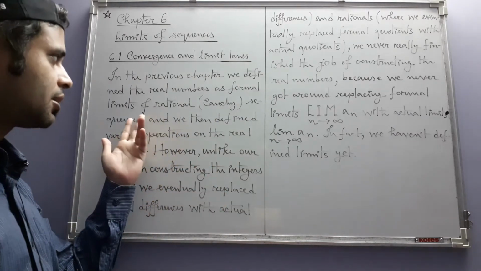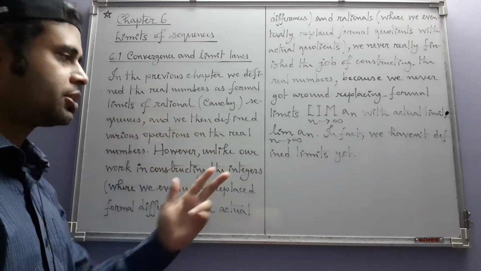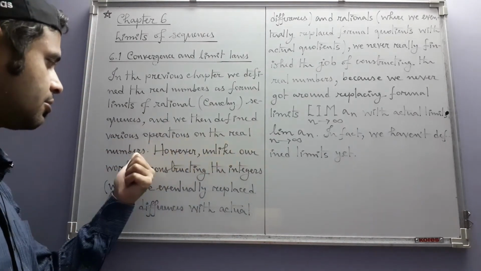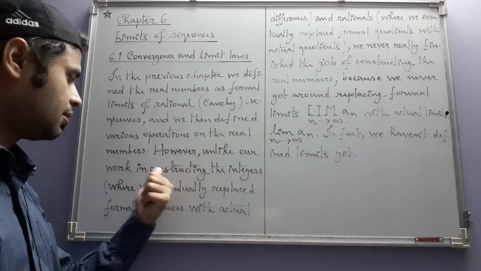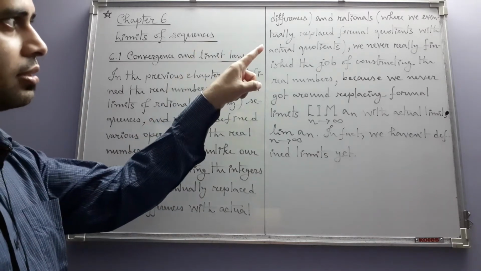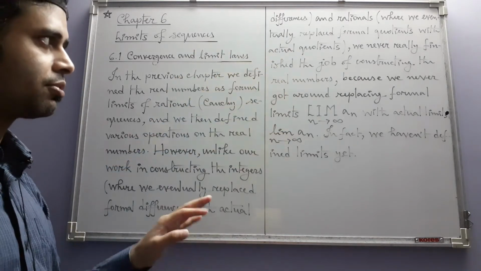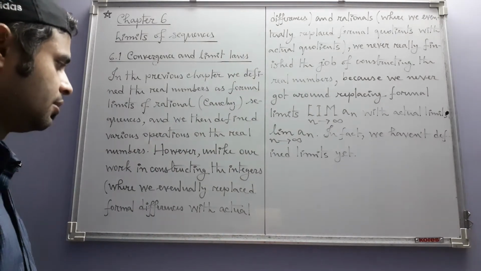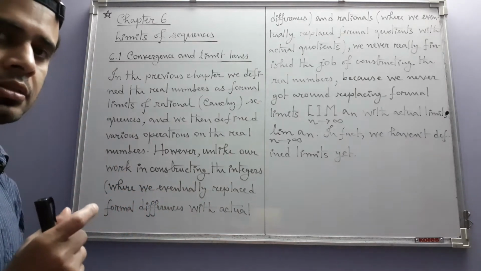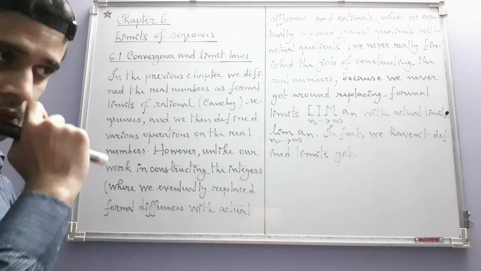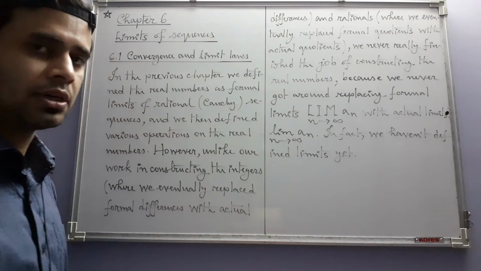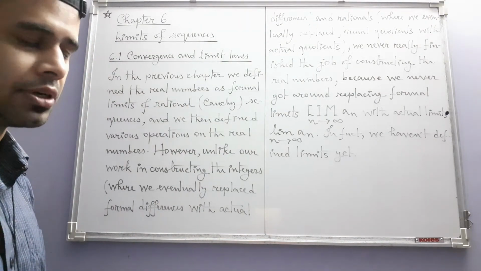We defined real numbers as formal limits of Cauchy sequences of rational numbers, and then we defined various operations on the real numbers. However, unlike our work in constructing the integers and rationals, we never really finished the job of constructing the real numbers, because when we constructed the integers, we defined integers as formal differences of natural numbers. But at some point, we replaced those formal differences with actual differences, namely after defining actual difference.